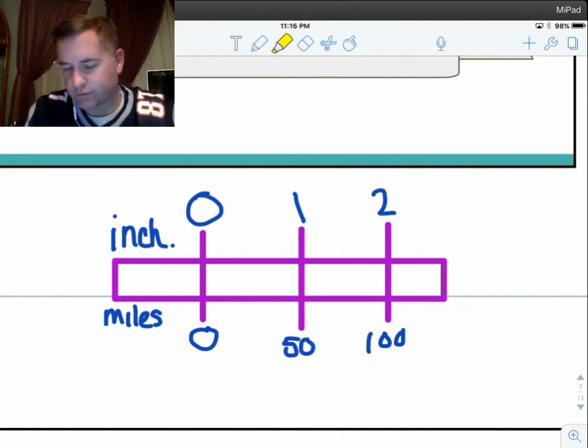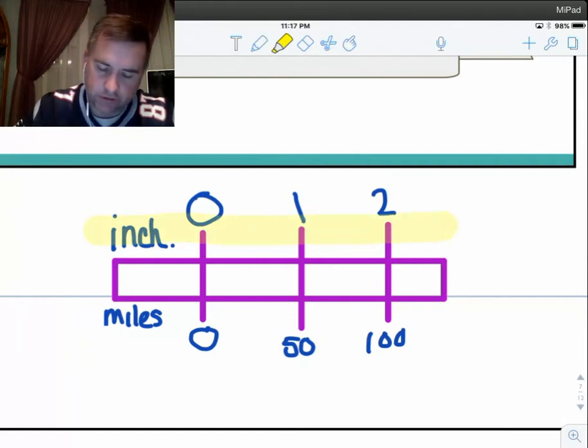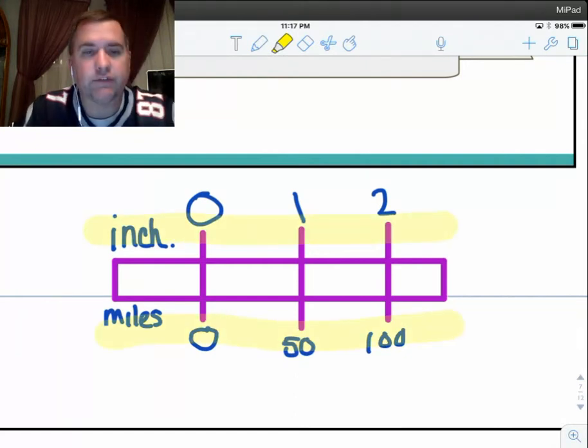Sometimes it's drawn as a box similar to this, but on one side of the double number line, you have one unit of measure. And on the other side of the number line, you have a different unit of measure, but they're marked off in the same spots. They just mean different quantities.